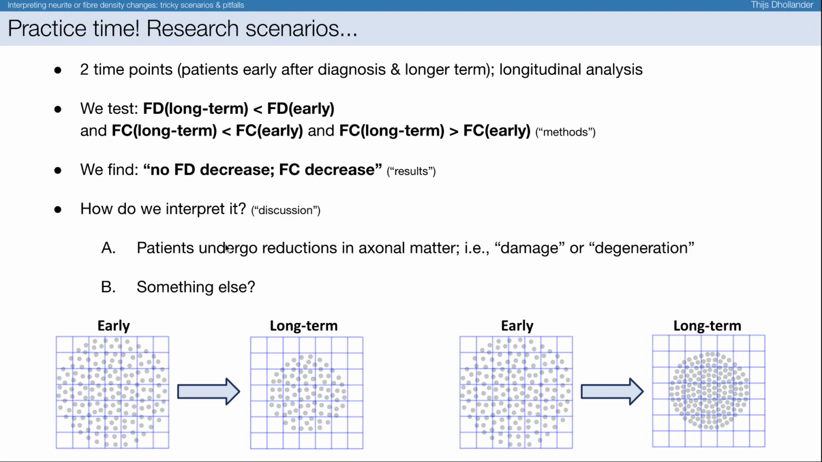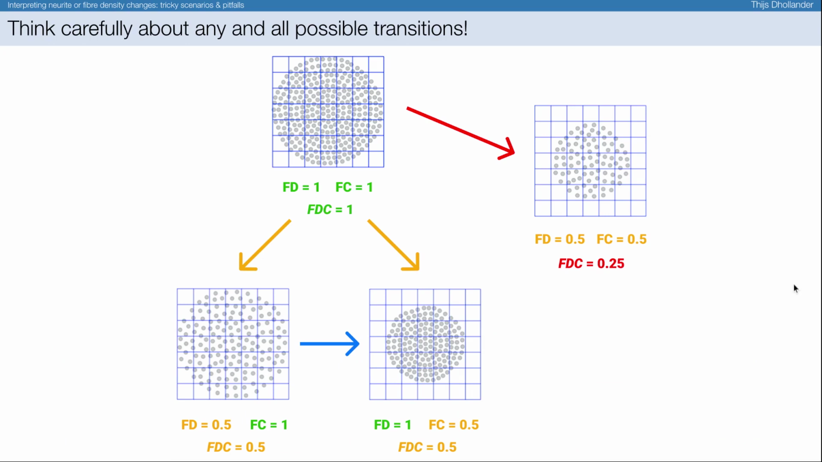So we cannot write A. It's no degeneration. The number of axons here and here is actually the same. So again, we got caught out and we needed to check that the FD could increase. So this is really complicated, and at all times you need to think about all possible transitions.